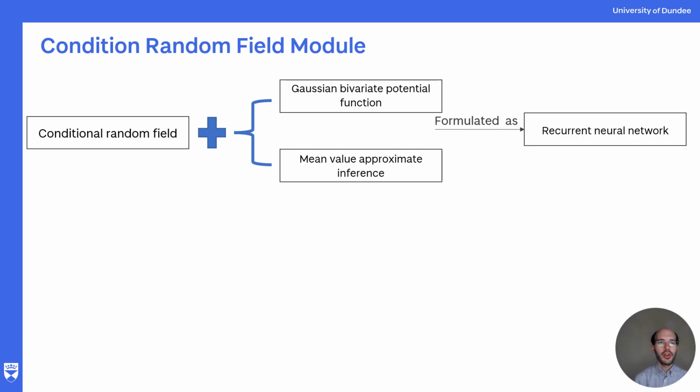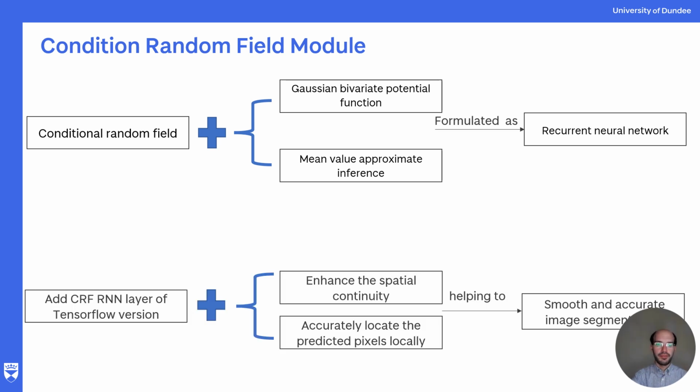The conditional random field module is constituted by a Gaussian bivariate potential function and mean field approximate inference. In terms of the actual implementation of these mathematical blocks, this has been designed using a recurrent neural network layer attached after the generator. This has the objective to enhance the spatial continuity and then to accurately locate the predicted pixel locally. Overall, this helped to have a smooth and accurate image segmentation.